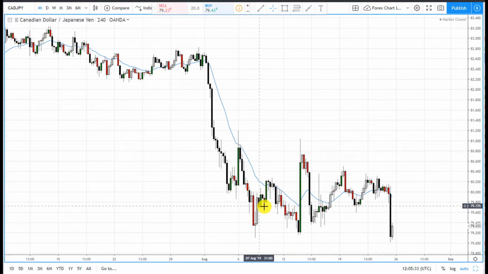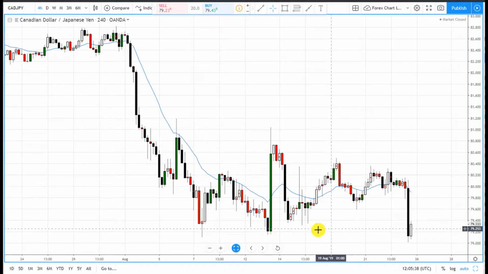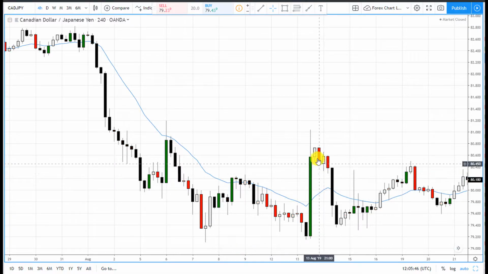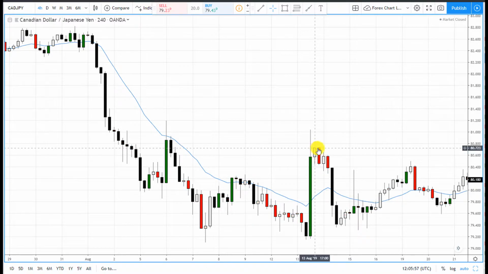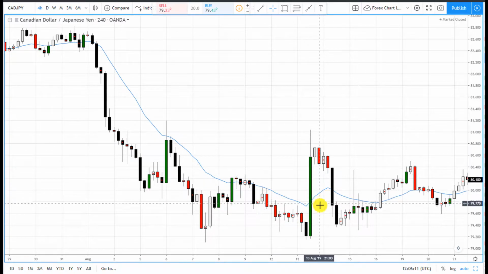So, in this example of the CAD yen, you see this candle here. It opened right here and it closed up here, so it closed higher than where it opened. So this is a bullish candle. And this red candle here is a bearish candle because it opened here and then it closed lower, so it became a red candle.